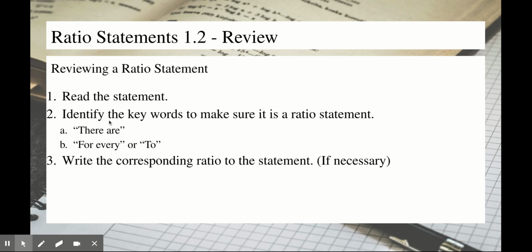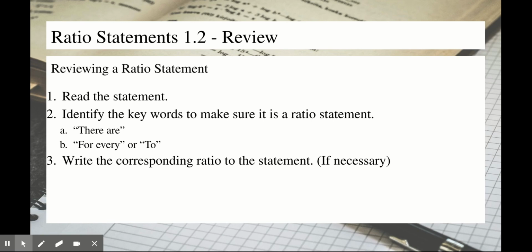Now we are going to review a ratio statement. The first thing that we need to do is read the statement. The second thing that we need to do is identify the key words to make sure it is a ratio statement. And I have given the two key words here. There are, for every, or to. The third thing is to write the corresponding ratio to the statement. And this is if it is necessary.